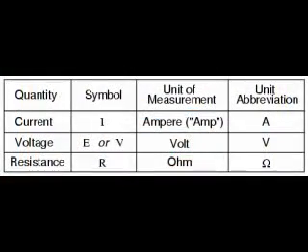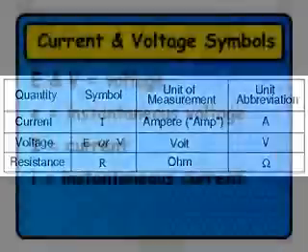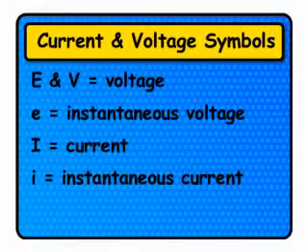The symbols E and V are interchangeable for the most part, although some texts reserve capital letter E to represent voltage across a source such as a battery or generator, and capital letter V to represent voltage across anything else. All these symbols are expressed using capital letters except in cases where the quantity, especially voltage or current, is described in terms of a brief period of time called instantaneous value.